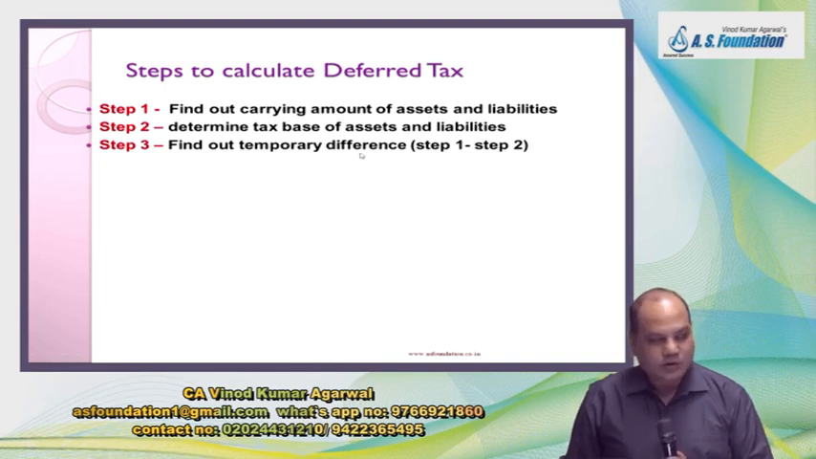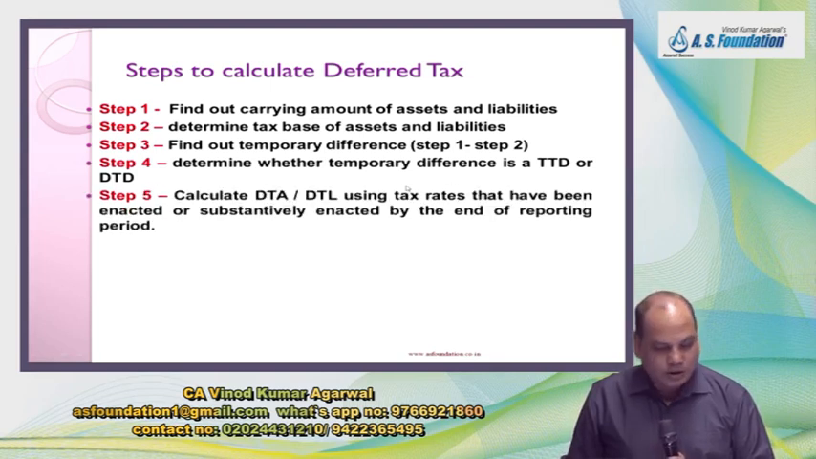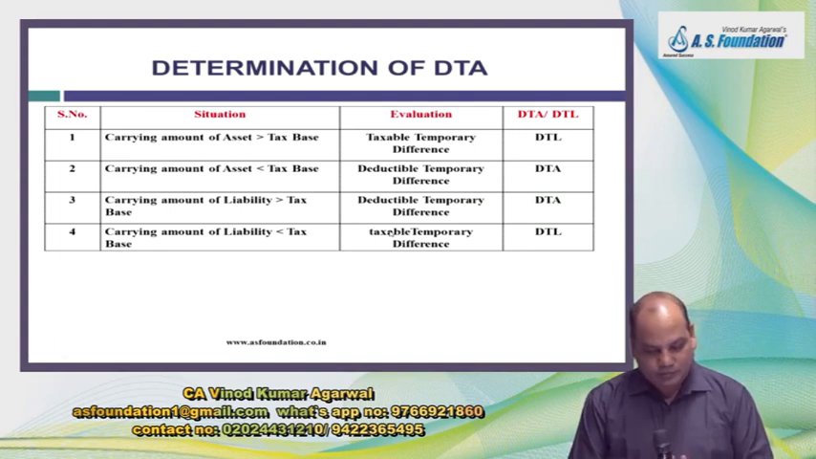Find out the temporary difference. If the two figures from step 1 and 2 are not matching, it means there is a temporary difference. Then check whether this temporary difference will give rise to TTD or DTD. If it is TTD, DTL will be created. If it is DTD, DTA will be created, by multiplying the temporary difference with the tax rate that has been enacted or substantively enacted by the end of the reporting period. So now you make a small summary in your notes, paragraph 16, I think.